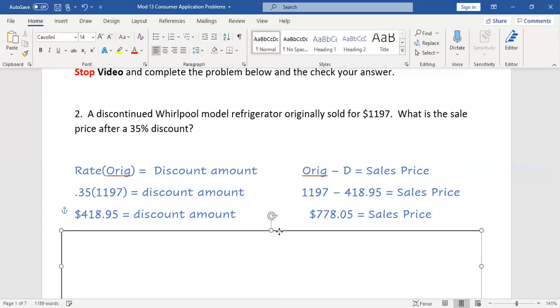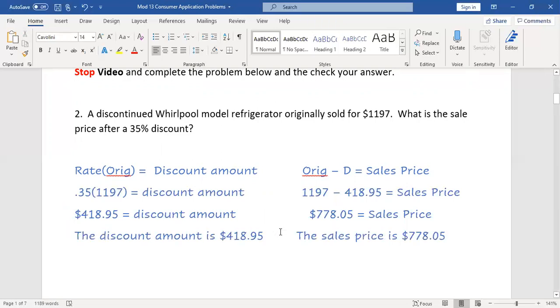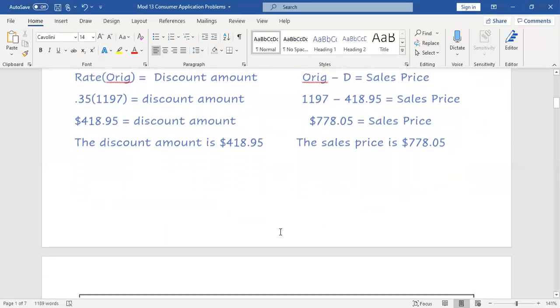$418.95. Whenever you're working with money, most of the problems will indicate to round to the nearest cent. If it doesn't indicate what to round to, always take it to the nearest cent. Every now and then it will say to the nearest dollar, but otherwise take it to the nearest cent. Once I find the discount amount, I simply subtract that from the original price to get my sale price, $778.05. So those are two examples of discount problems.